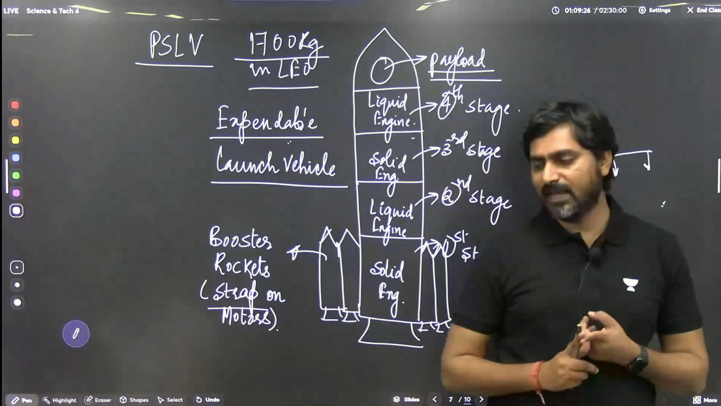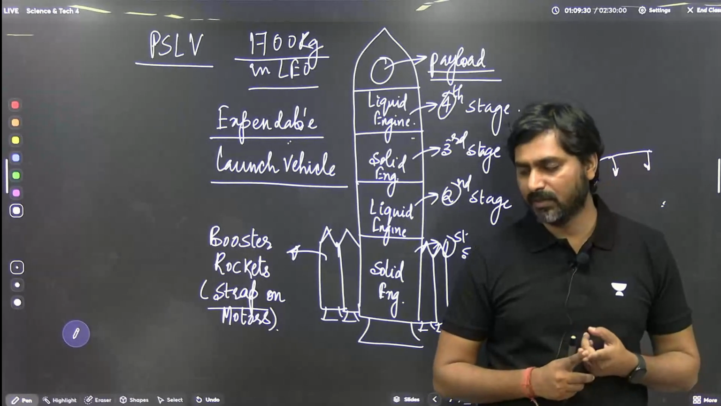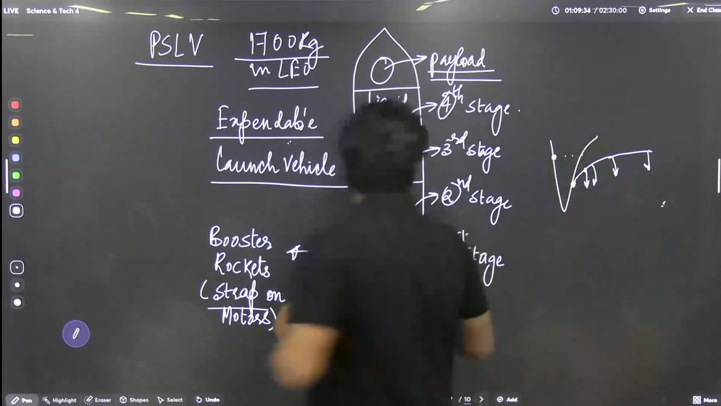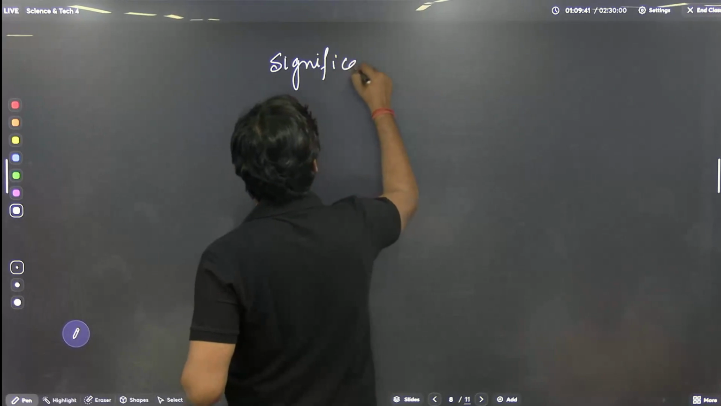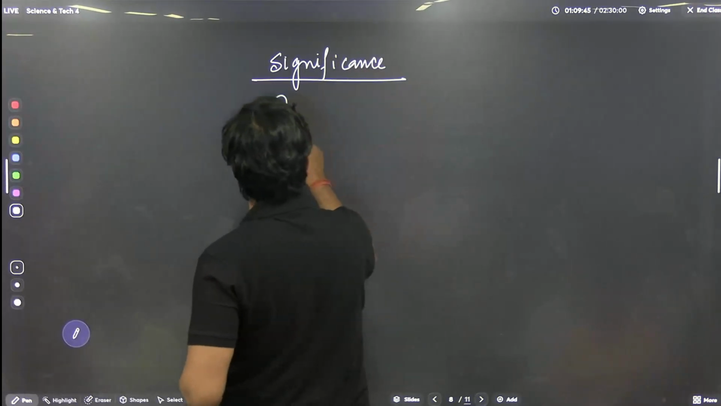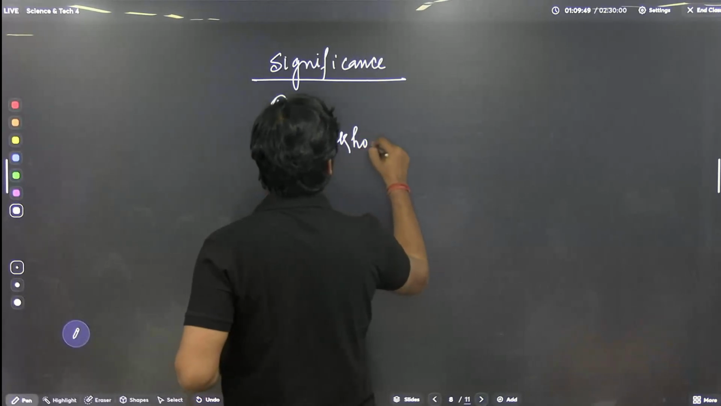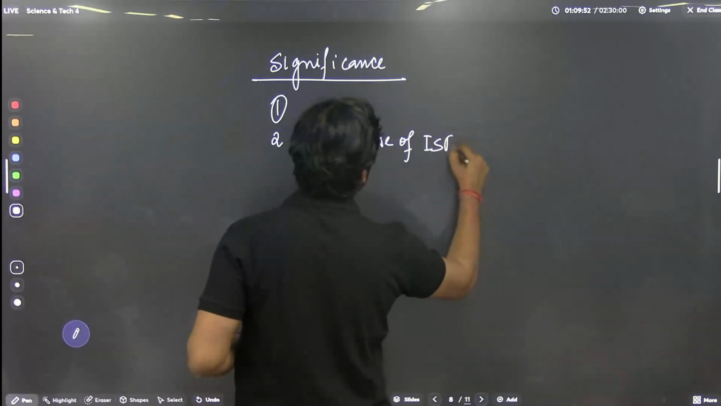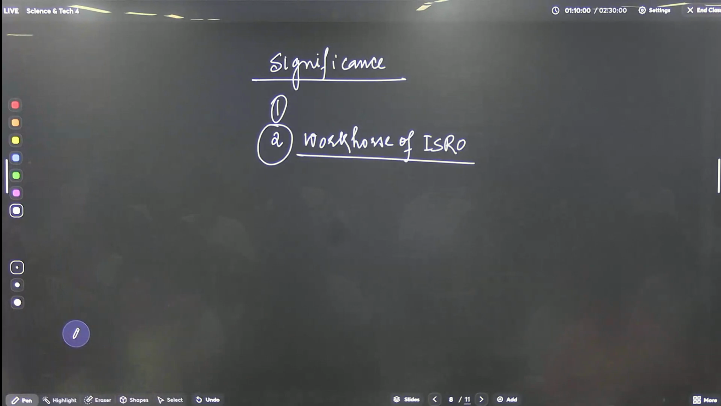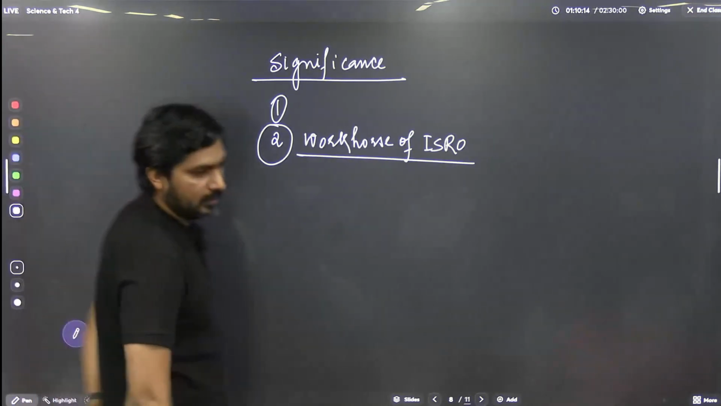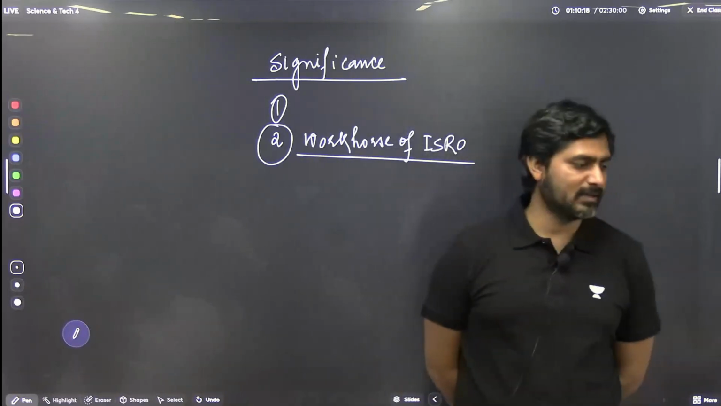Next, PSLV has emerged as workhorse of ISRO. In this point only, you can mention it has sent more than 200 foreign satellites and more than 50 Indian satellites.